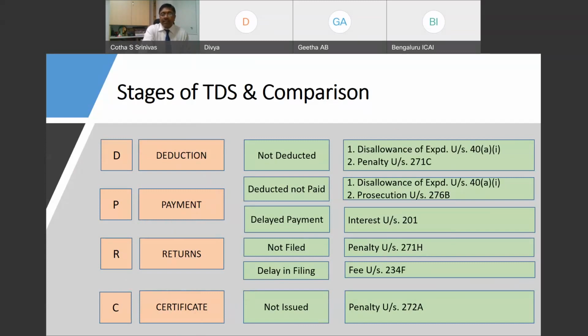Then the next two stages, that is returns and certificate, are with respect to the deductee. So the compliance in these two stages is with respect to the deductee, and the compliance with the first two stages is with respect to the government as such.